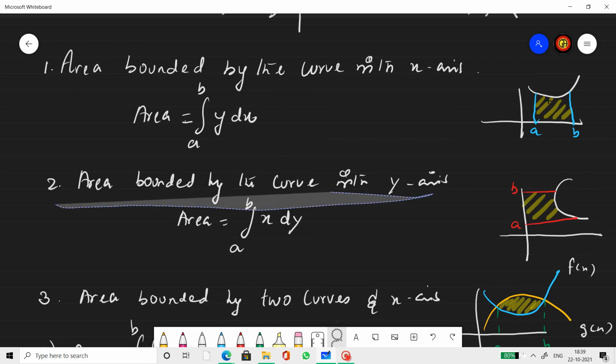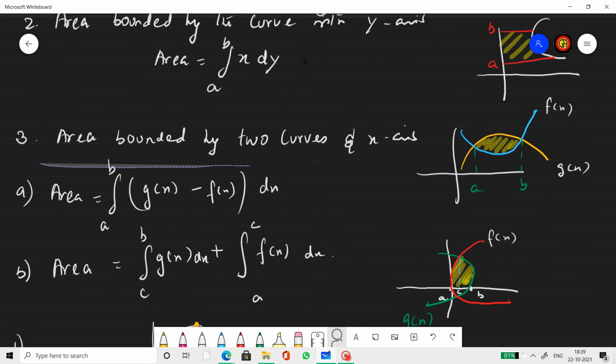Next, area bounded by the curve with the y-axis. So if it's the y-axis, the curve would be like this, and the limits will be where it meets the y-axis, a and b. So instead of y dx here, it will be x dy. You put x to one side and all the other terms to the other side. So x on the left side and the rest of the terms on the right side of the equation. And you change this x in terms of y. Start integrating, apply the limit, you get the answer for that.